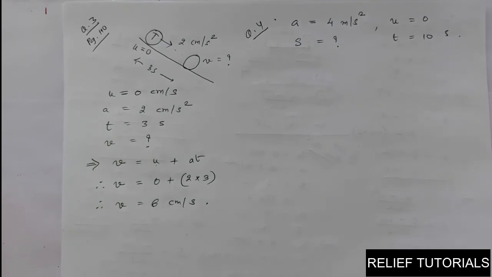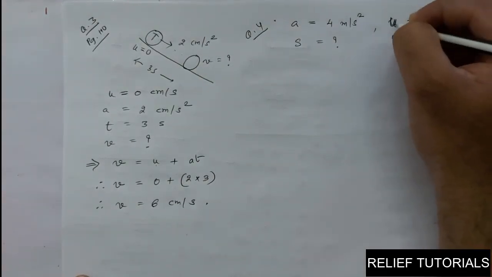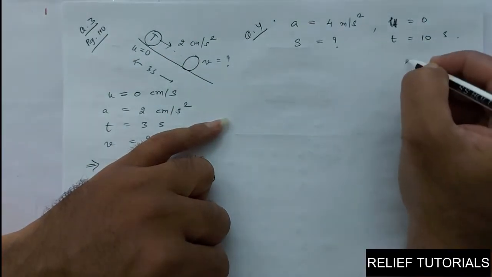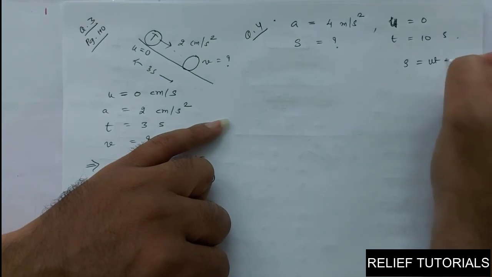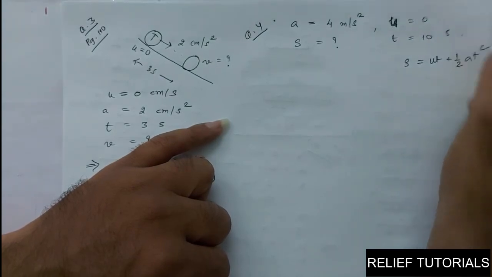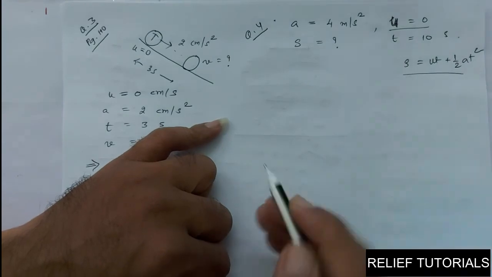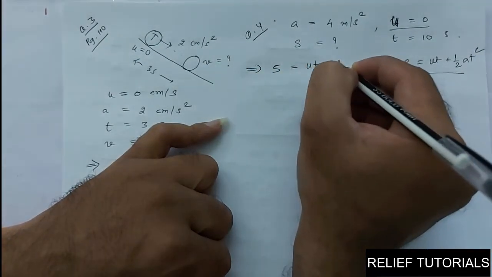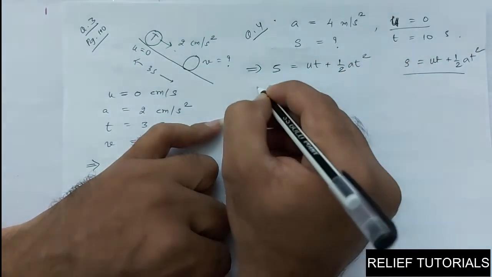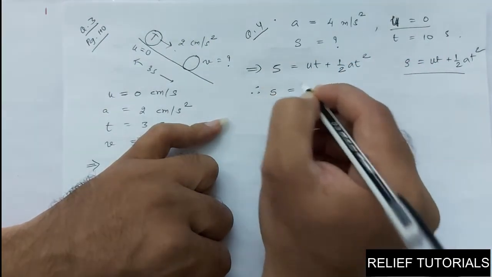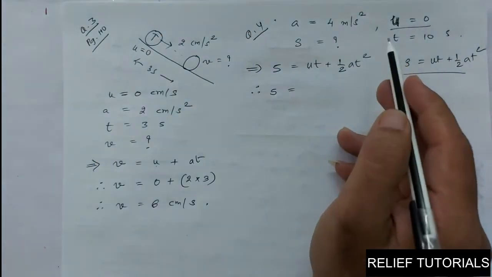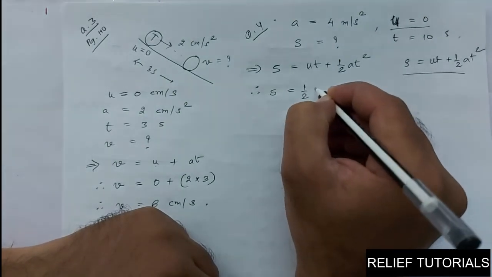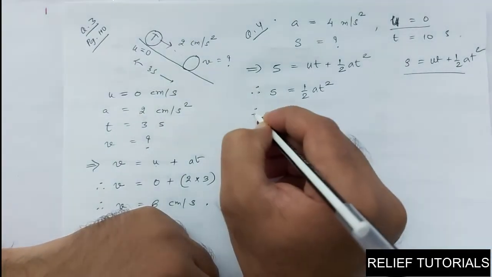Initial velocity is given as 0. This is U. So we have two formulas for S. S is equals to ut plus half at t square. I have told you that when u is 0, you can use this formula. It will be easier. S is equals to ut plus half at t square. Therefore, S is equals to u is 0, so 0 into t would be 0. S is equals to half a t square.